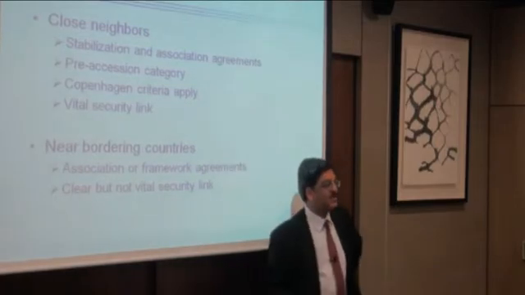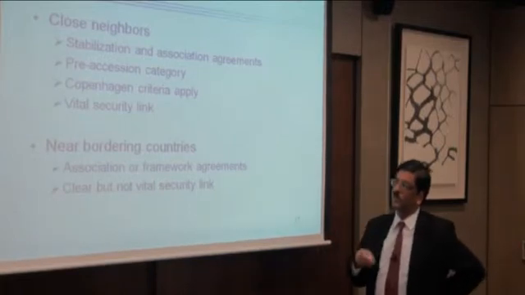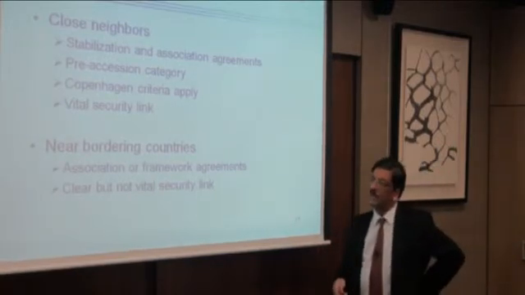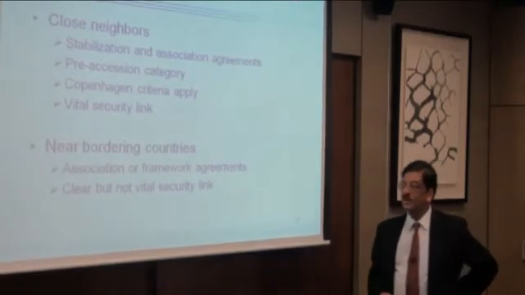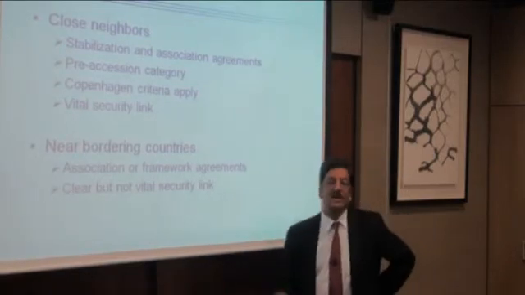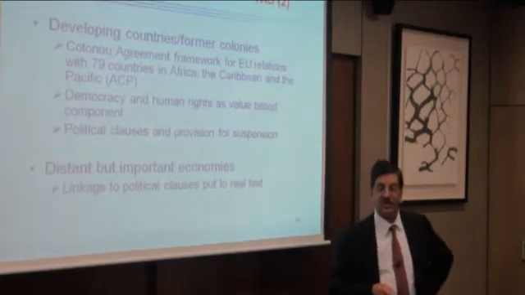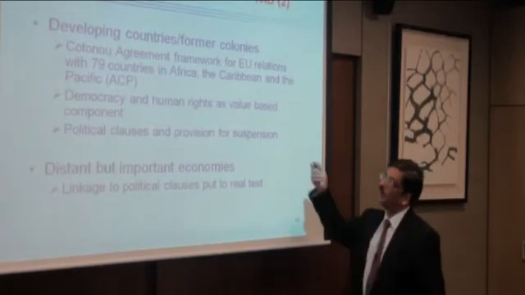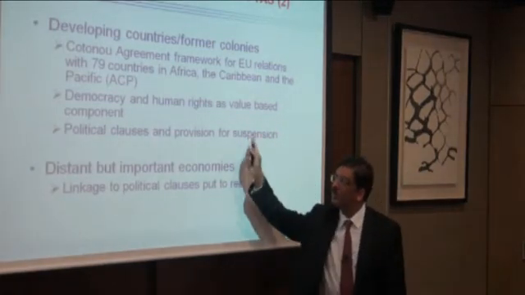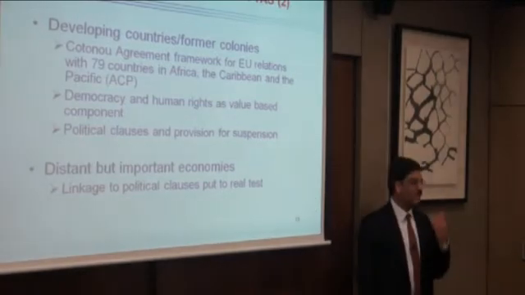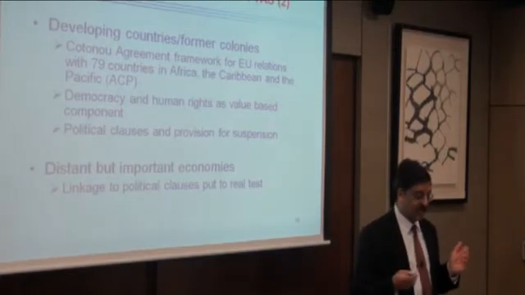And there the EU actively, explicitly makes security linkages. Right? And we'll talk about those in a little bit, but they're often with respect to small arms or nuclear weapons and the like. Then in the near bordering countries, this could be North African countries, again, there is a clear, but not a vital, security link, but a clear effort to link security in a lot of these cases. And of course also these other kinds of agreements, labor and environment. With the former colonies, these developing countries, the so-called Cotonou Agreement, which became ACP, you have democracy and human rights, you have political provisions, you've actually had a suspension of the agreement, so the EU actively uses these agreements as a way of influencing policy.